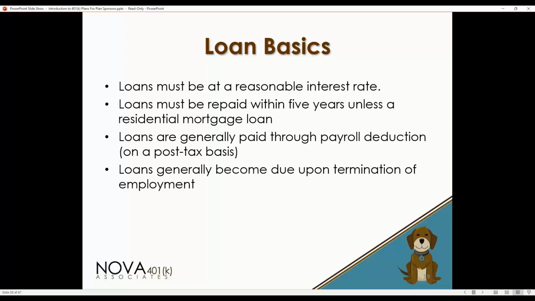We'll go through a couple more rules here, but the loans do have a reasonable interest rate, which is typically 2% over prime. Again, the loans must be repaid within 5 years, unless it's for a residential mortgage loan. So if the participant is taking a loan for a mortgage that they need a certain amount of funds for, they can take that distribution for more than 5 years, but this is when they do need to provide documentation. So the participant will need to provide some kind of documentation that it's for a residential loan, and then it can be taken for more than 5 years. Otherwise, all of the loans are going to be less than 5 years.